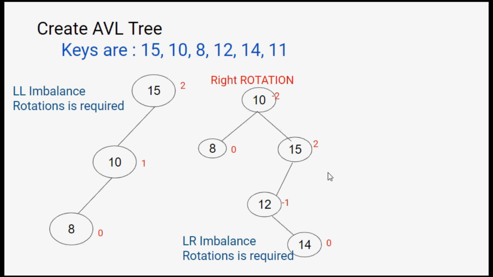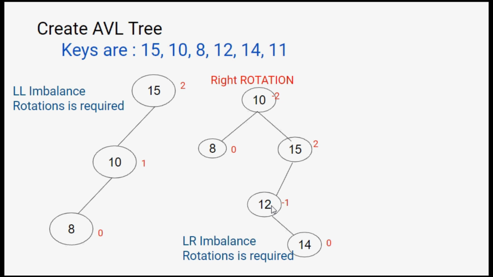So how are we going to perform that two-step rotation? I'm going to show that for 15, 12 and 10. First of all, I'm going to perform the left rotation, and then the right rotation. How is that going to happen? Firstly, we are going to push this 14 towards the left side of the subtree, and then we'll perform the pull towards the right side of the subtree.